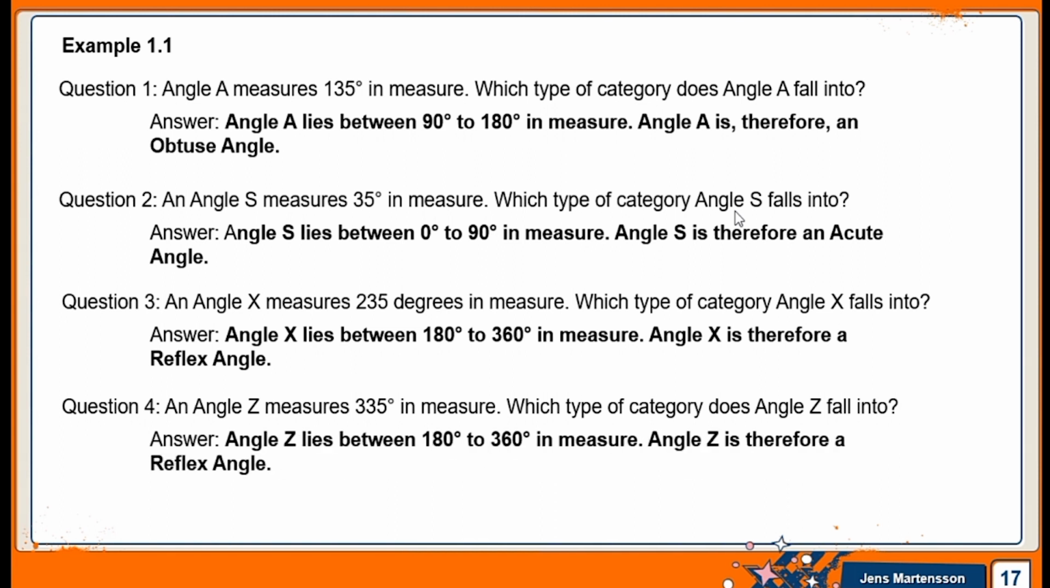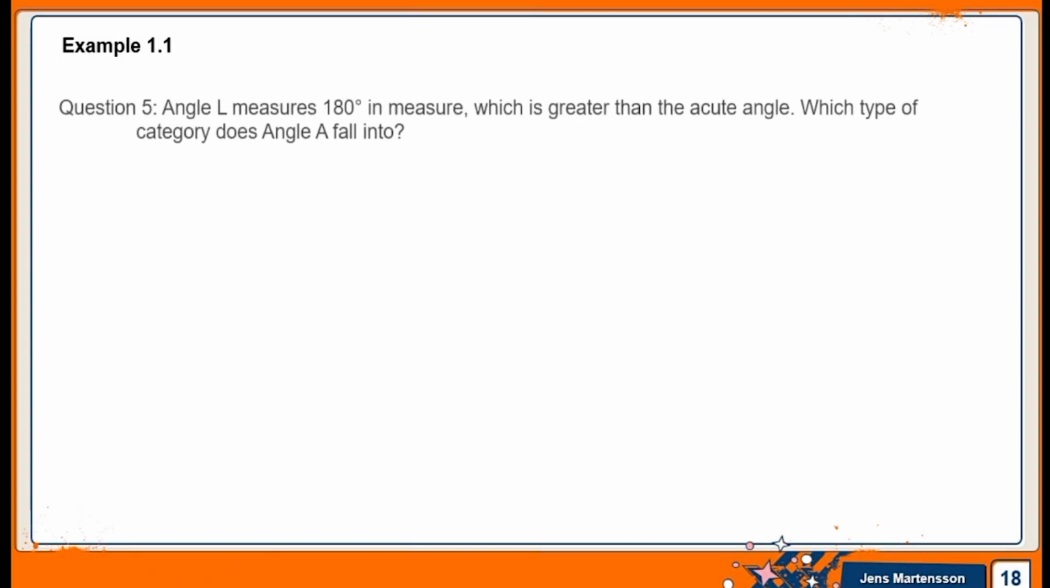So the answer is: angle Z lies between 180 degrees to 360 degrees, because angle Z is 335 degrees only. So that is less than 360 degrees and greater than 180 degrees. So that is a reflex angle. Angle Z is a reflex angle. So let's move on to another question.